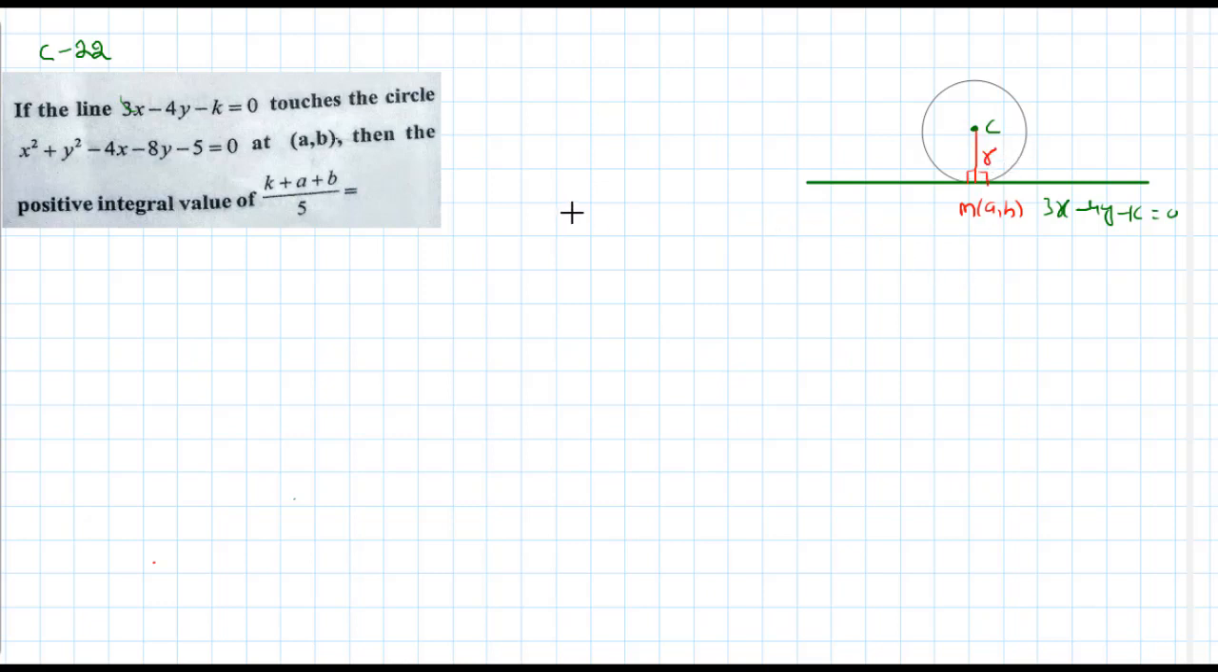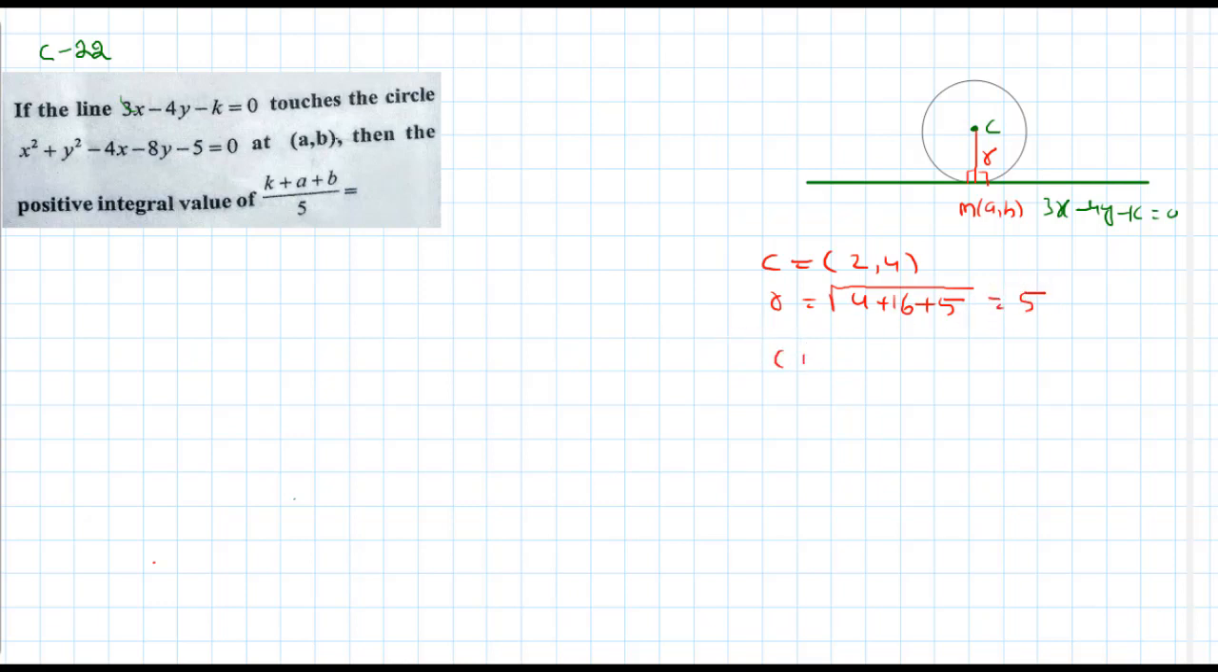Actually, we want to find a, b and k values. First of all, I want to find the k value. The distance from C to the line is nothing but the radius. First of all, I want to write everything about the circle. The circle's center is 2, 4. Next, I want the radius. Root over 4 plus 16 plus 5, that is 5. The radius of the circle is 5. R is equal to 5 now.